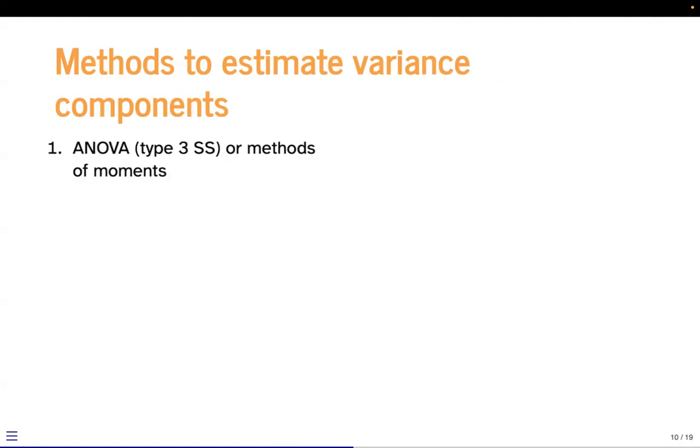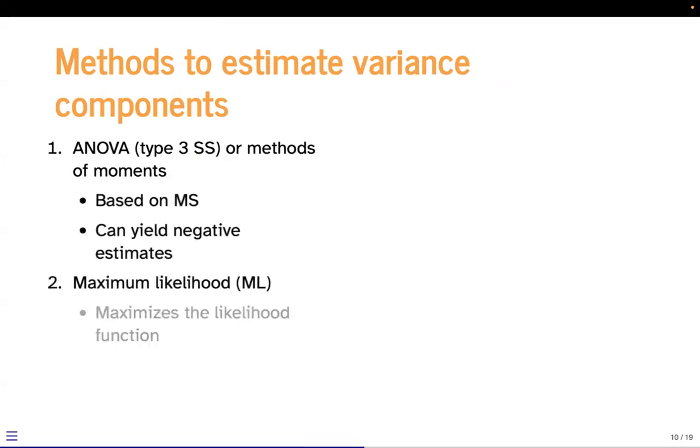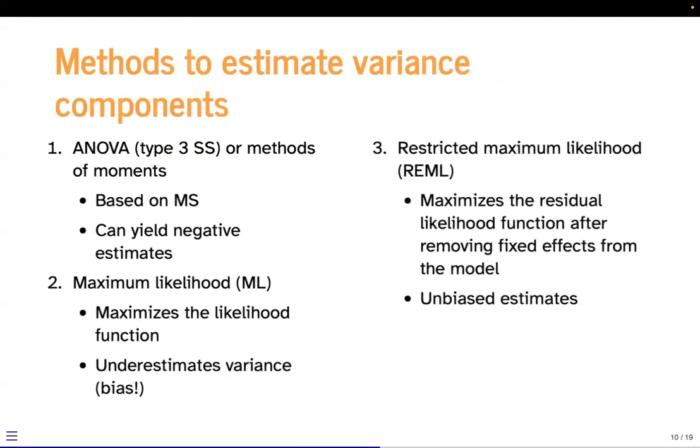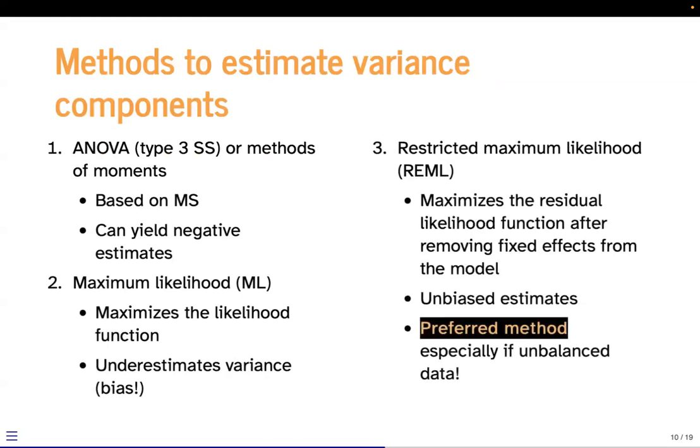I think this is where we stopped, and I just want to perhaps tell you a little bit more about this. So there are three methods to estimate variance components. What happens is variance components, especially the more complex of a model you have, and the more random effects and fixed effects you have in a model, the more complex it becomes to properly estimate the variance components that we're talking about.